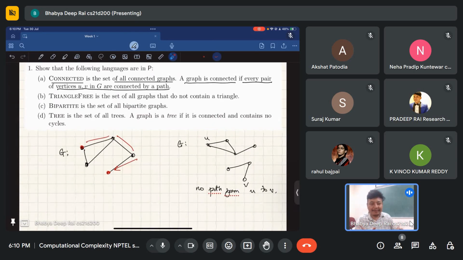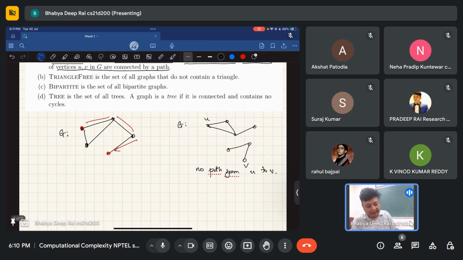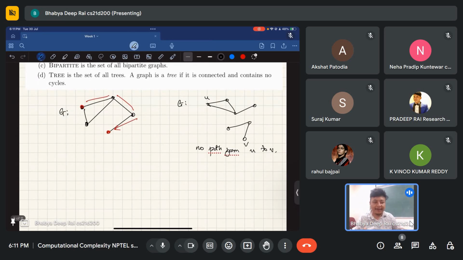So you want to show that this is in P. In other words, you can have a polynomial time algorithm, on the input size, to say whether the graph is connected or not. So any idea how we can check whether this graph is connected or not? Any simple algorithm? Yeah, breadth first search or depth first search? Yeah, traversal. Good. You can just do a traversal.